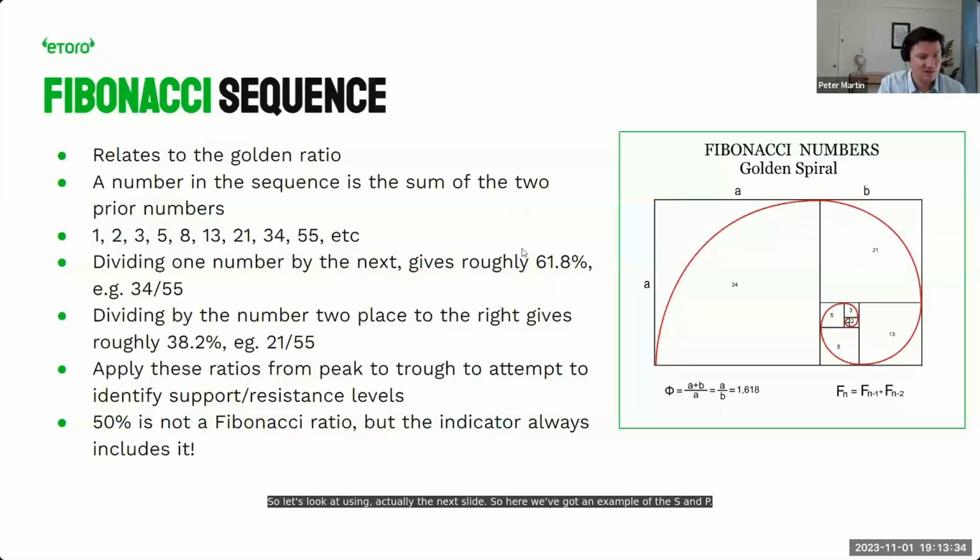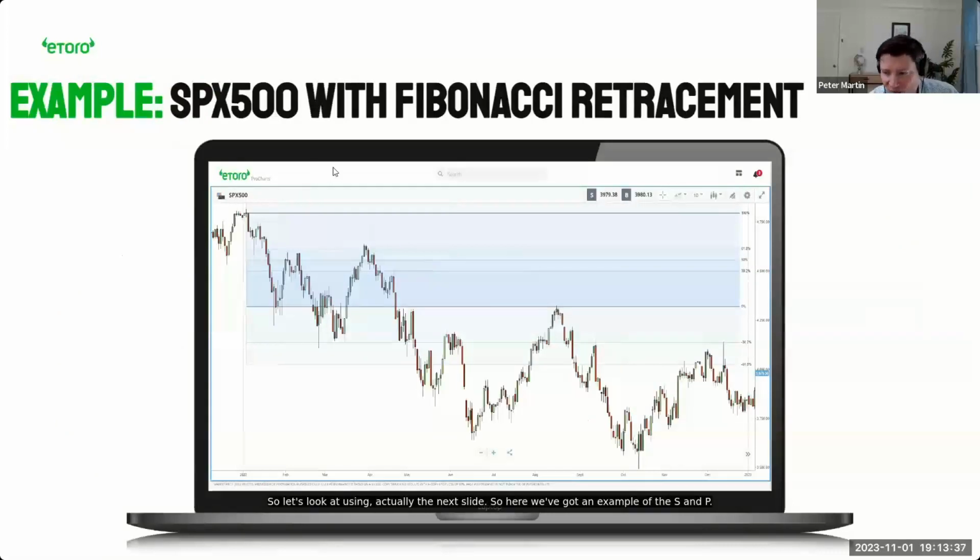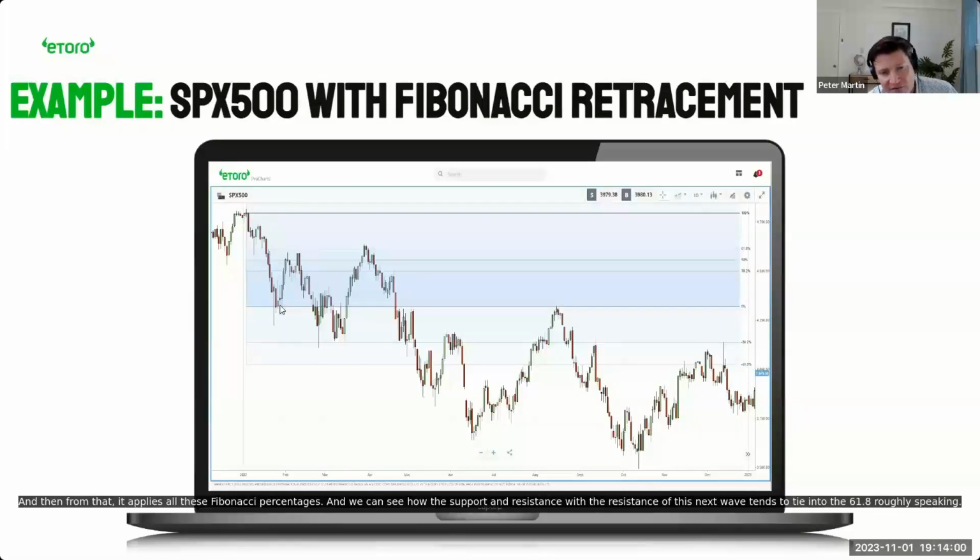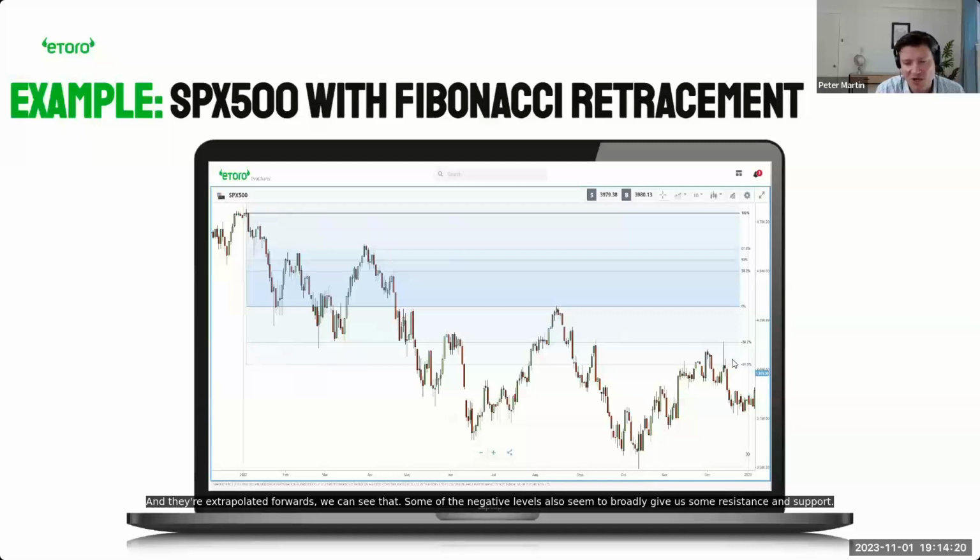So let's look at using it, actually, the next slide. Here we've got an example of the S&P with a Fibonacci tool applied to it. What it's doing is taking the peak at the top of the downtrend down to the first trough after it of this wave-like oscillation of price. And then from that, it applies all these Fibonacci percentages. We can see how the support and resistance, or the resistance of this next wave, tends to tie in with the 61.8, roughly speaking. And extrapolated forwards, we can see that some of the negative levels also seem to broadly give us some resistance and support levels. Let's actually go back to the eToro platform and apply this anew to something else.